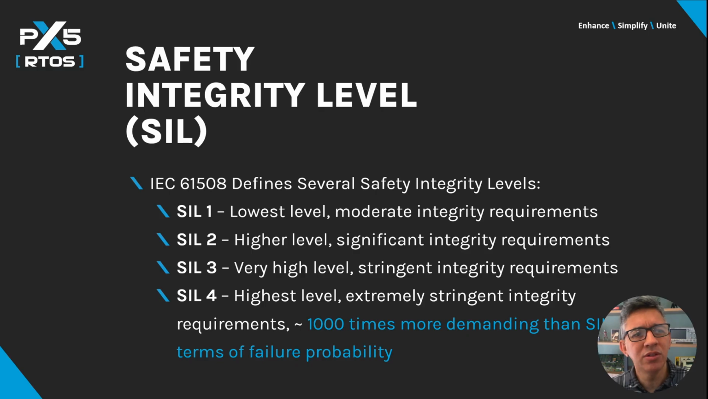So let's talk about Safety Integrity Levels, or SILs. Within the IEC 61508, there are Safety Integrity Levels, commonly referred to as SILs. Each SIL has a numeric value ranging from 1 to 4, 1 being the lowest and 4 being the highest within the 61508. The SIL level required depends on the use case.